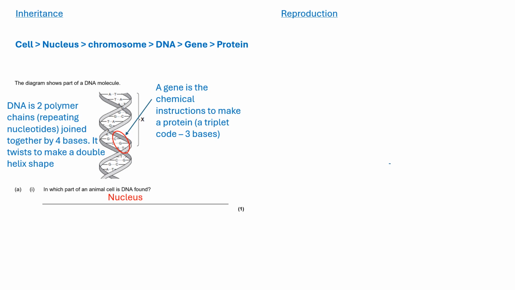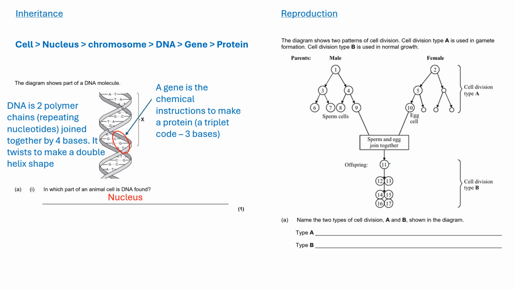We have 2 types of reproduction, and you need to be able to describe and explain the 2 types of cell production and the types of cells and offspring that it produces. We have asexual reproduction, which produces two genetically identical cells by mitosis.